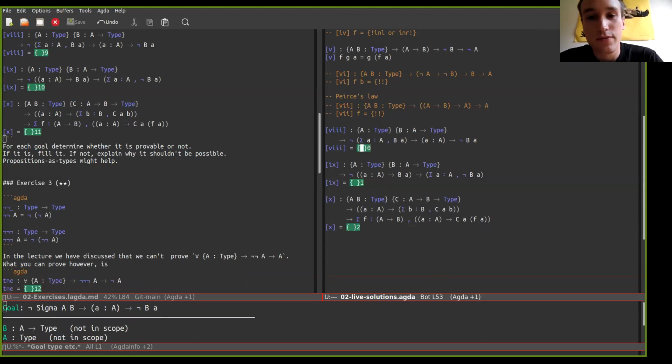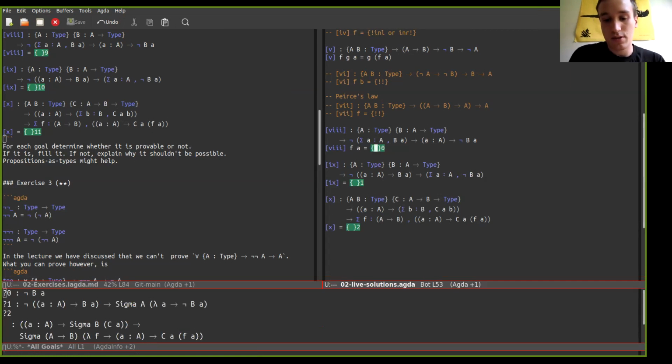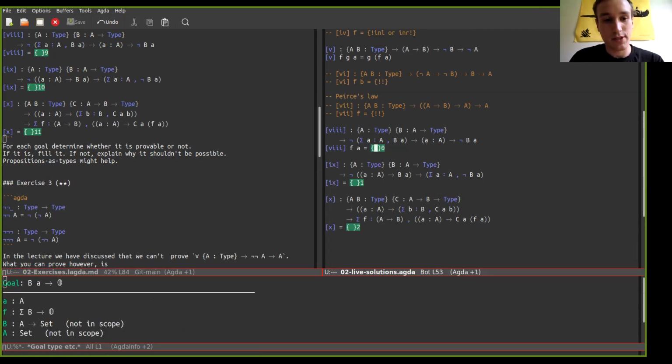Who thinks that 7 is provable? Okay, I got a few yeses. So this one says if there doesn't exist an A such that B of A, then for all A, not B of A. And I can do this really quickly. We give it F and A. So our assumption is that we have something.